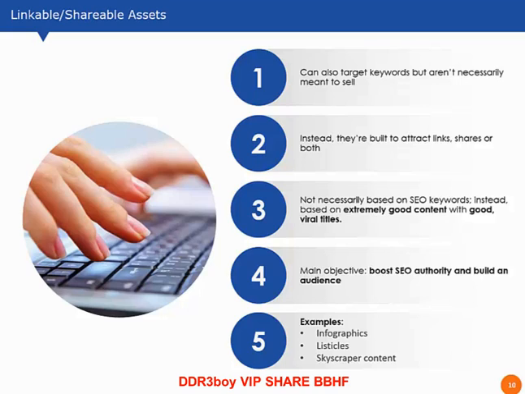Fourth, the main objective of these types of articles is to boost SEO authority by attracting a bunch of links and/or to build an audience. You can also build these for Facebook or Pinterest to attract lots of traffic and maybe capture emails. For our purposes in a keyword research course talking about ranking keywords, these things are usually used to boost SEO authority. Examples might be infographics, listicles, those big lists you probably see in your Facebook feed, like 25 awesome travel destinations in Australia, or skyscraper content, which is something that Brian Dean blogs a lot about.